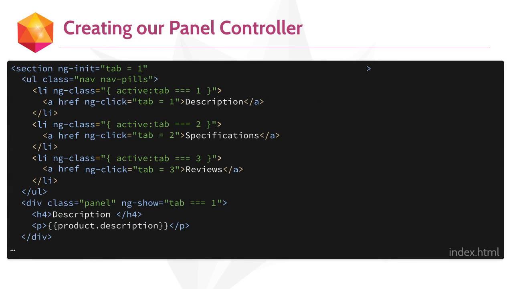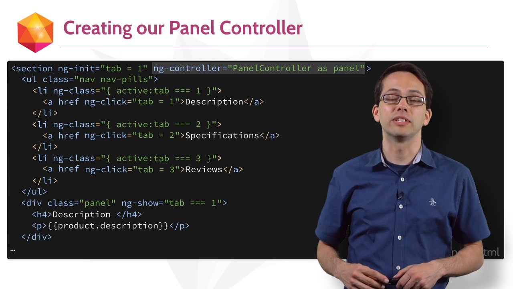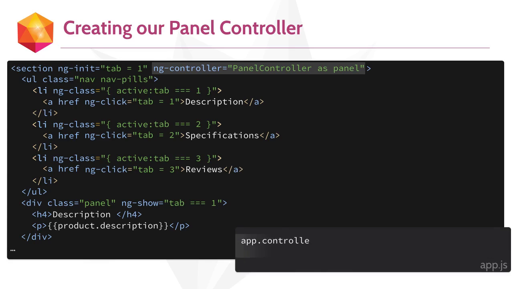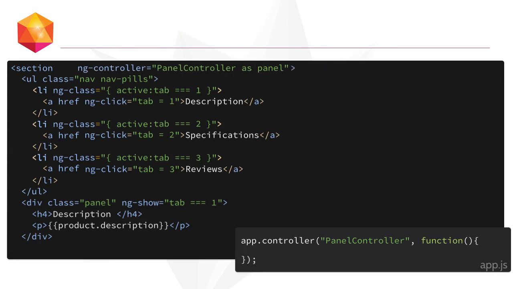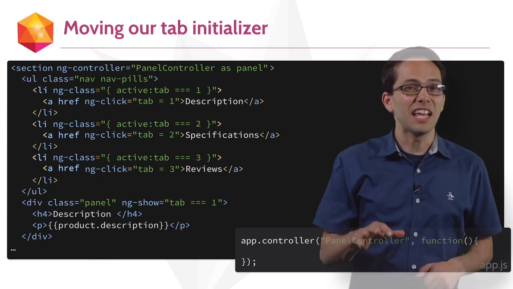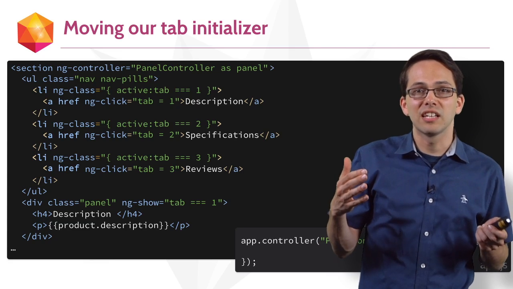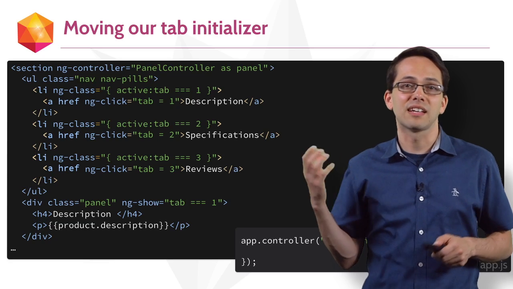First, we'll use the ngController directive, specifying our panel controller as panel. Panel is our alias that we'll be using inside of this element to refer to our panel controller. Then in our app.js, we'll define our panel controller. Our next step is to move the tab initialization inside of our panel controller. ngInit is great for prototyping, but really initialization and configuration should go inside of a controller.